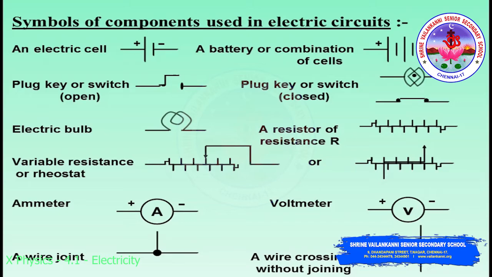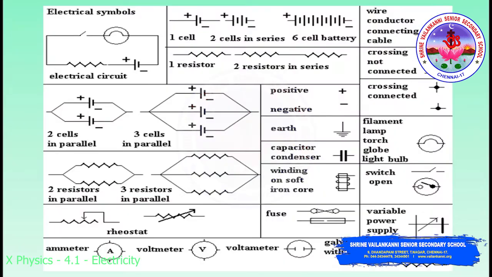A battery, if they ask in the circuit, you must draw as a combination of positive and negative legs. The plug key, which is closed, you must draw like this. Resistor, voltmeter, a wire crossing without joining. These are all some electrical symbols you must know.